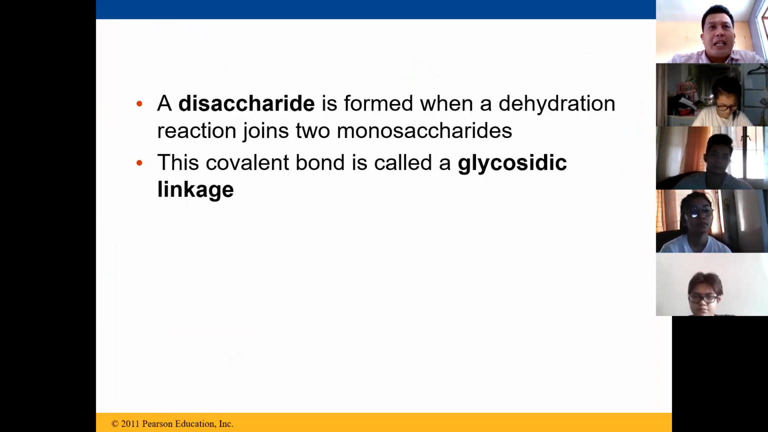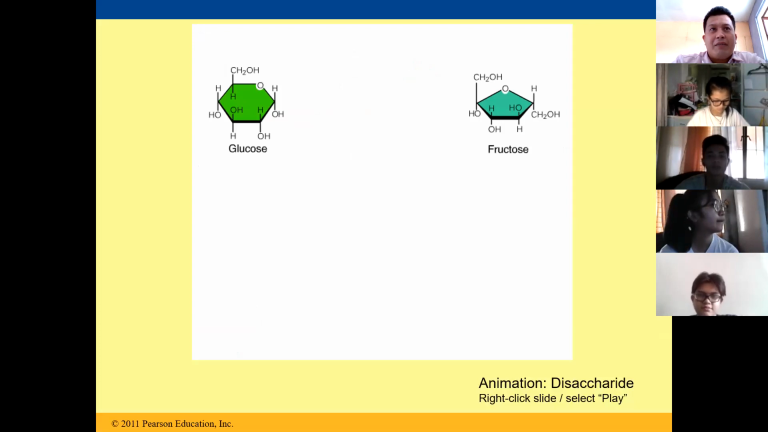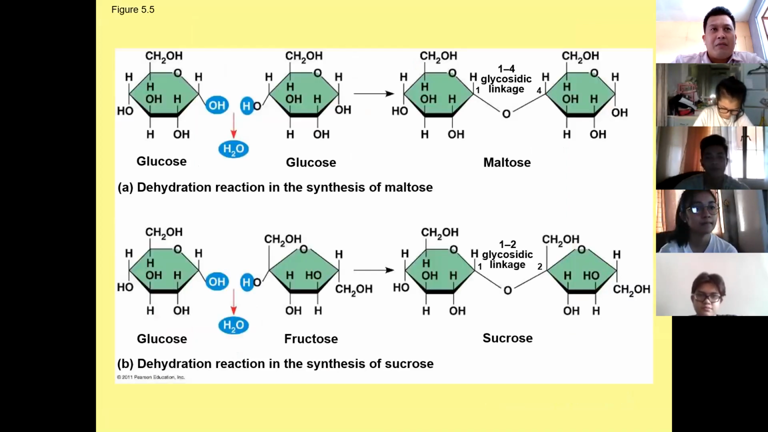Let's talk about disaccharides, the combination of two monosaccharides by the dehydration reaction. The covalent bond that exists between the two monomers of a disaccharide is known as the glycosidic linkage. For example, we have here glucose and fructose. If we dehydrate glucose and fructose by removing water.